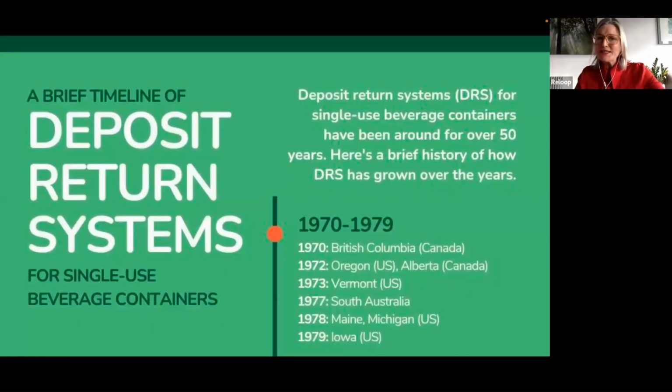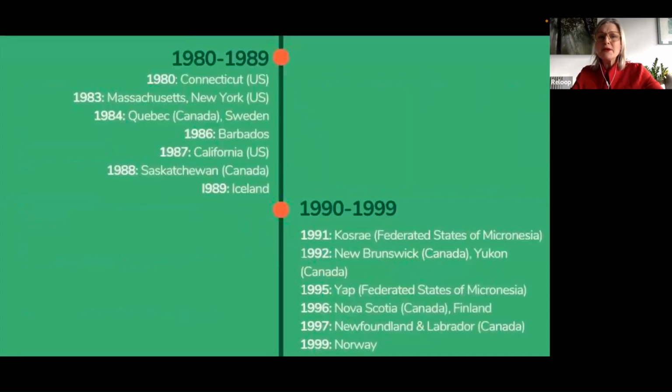Let's take a quick look at the history of deposit return programs. We've seen them, they've been around for a very, very long time. Most of them really started in my country, Canada, for single-use containers. And you can see here in the 70s, there was a lot of deposit return programs pushed by American states and Canadian provinces. And it was primarily a reaction to litter from single-use containers that were coming onto the market. We saw a lot of growth in the 80s in the United States and also in Canada. And then, of course, we also saw quite a bit of movement in the 90s.